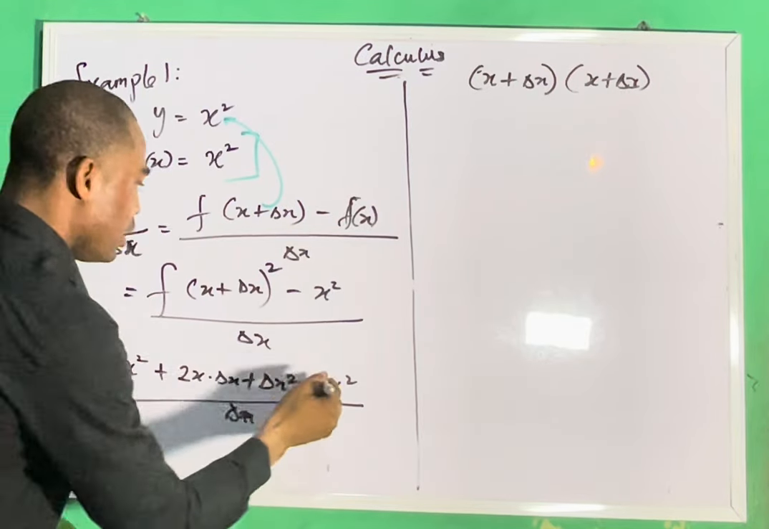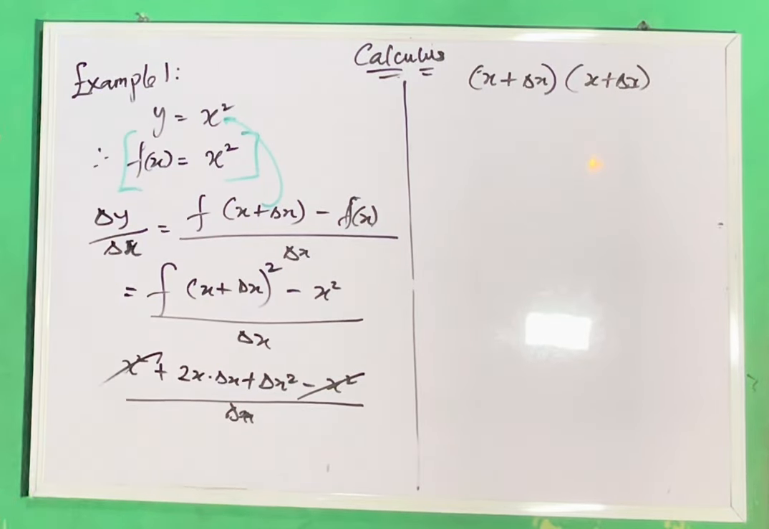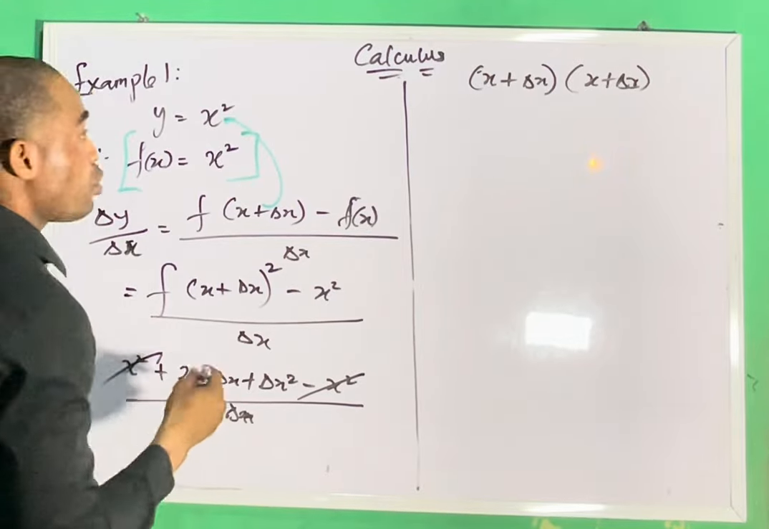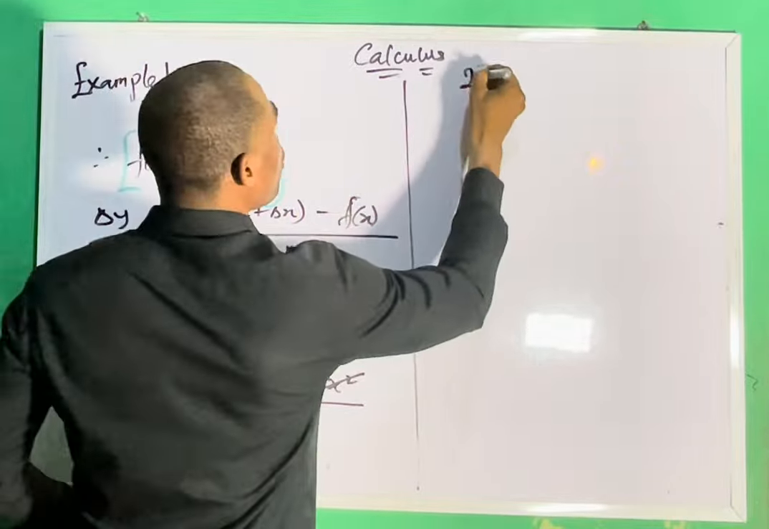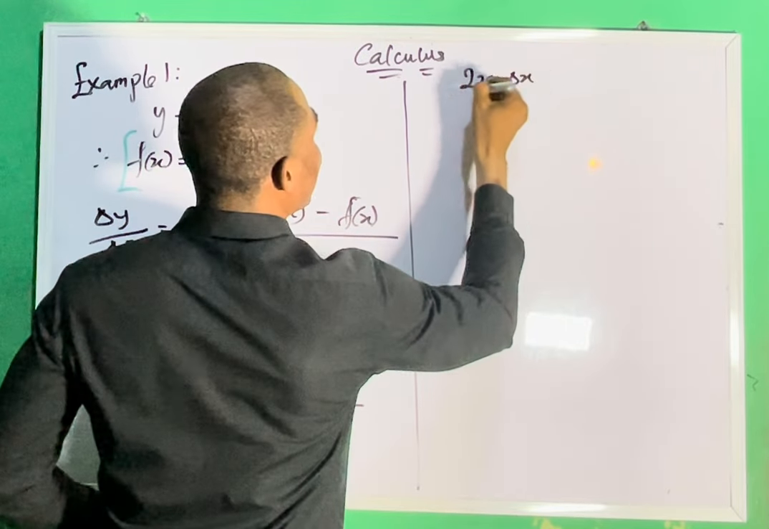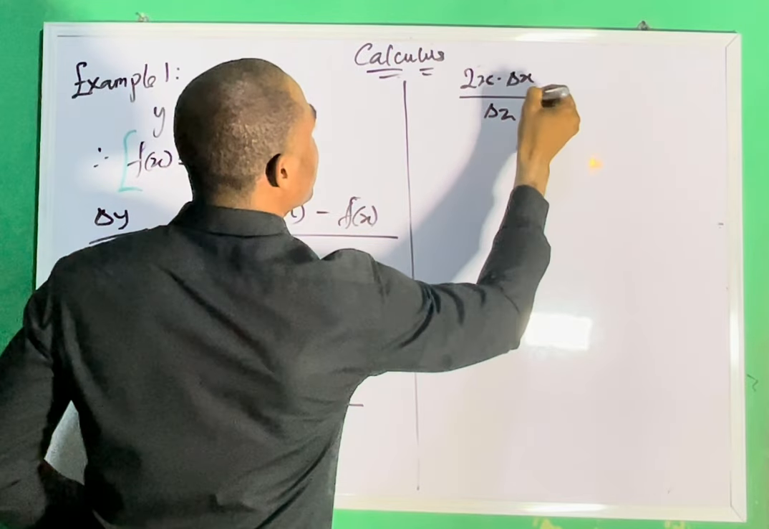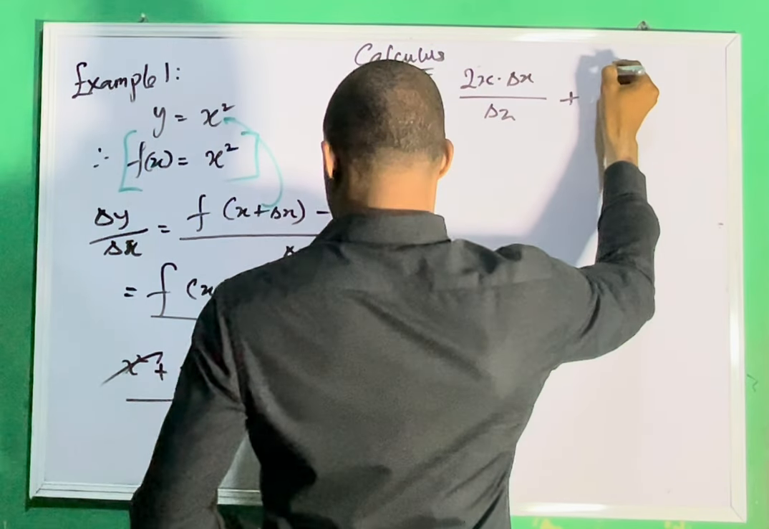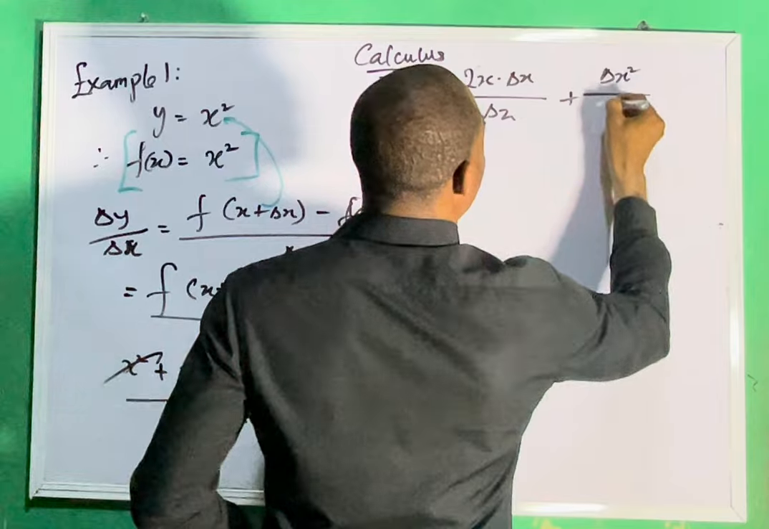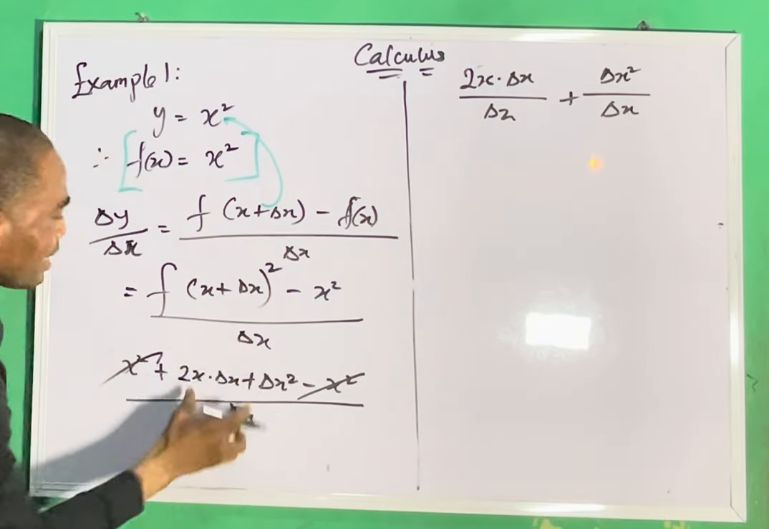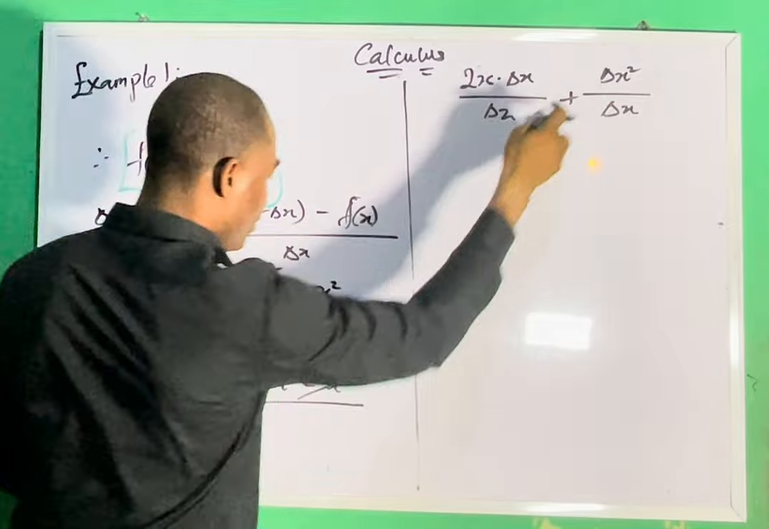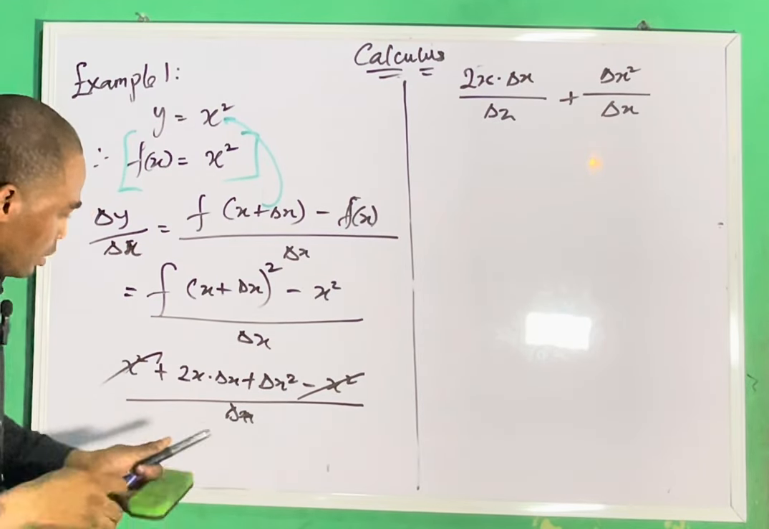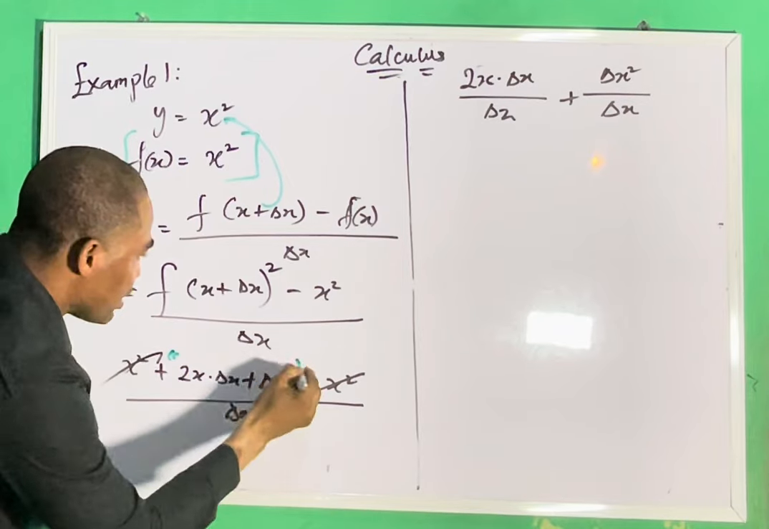Then let's see. This negative x squared can cancel this positive x squared. Then nothing can cancel each other, or else we want to divide it. To simplify this, I don't want to jump. Then we are left with 2x multiplied by change in x divided by change in x plus change in x squared divided by change in x. This and this still mean this, because if I collect the LCM of this, I will still arrive at this point. What I just do is to just split it.